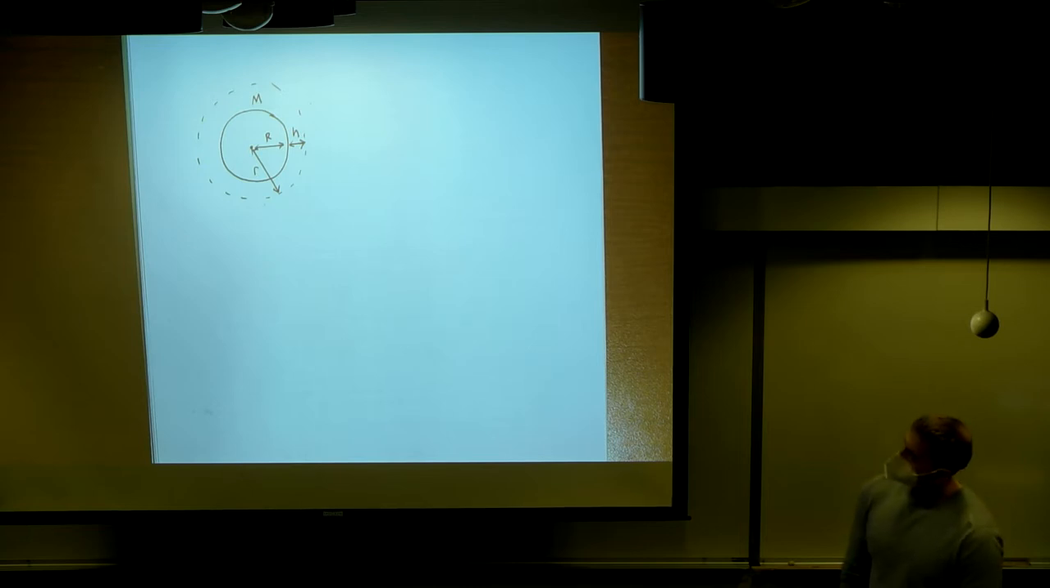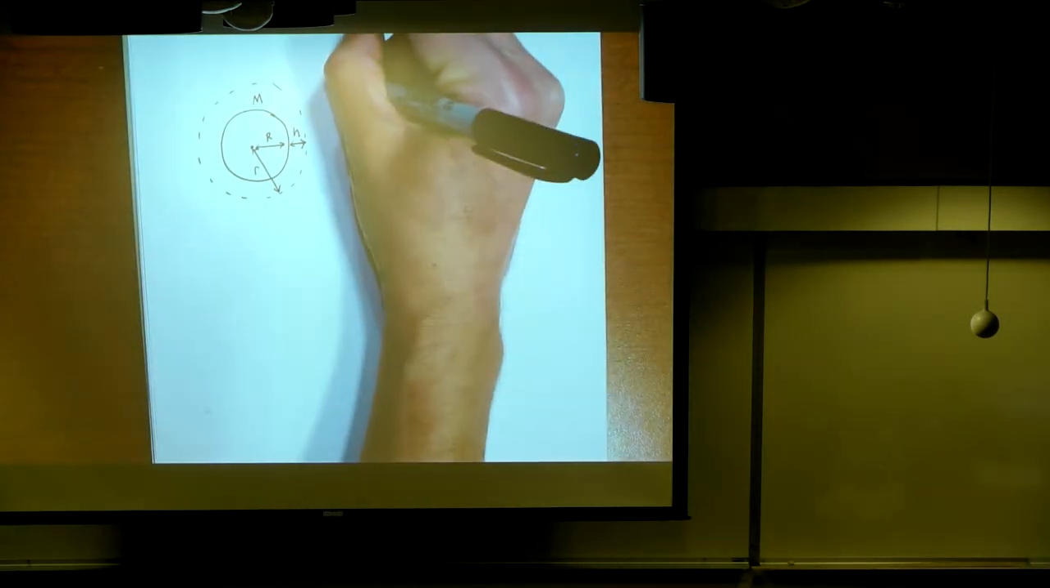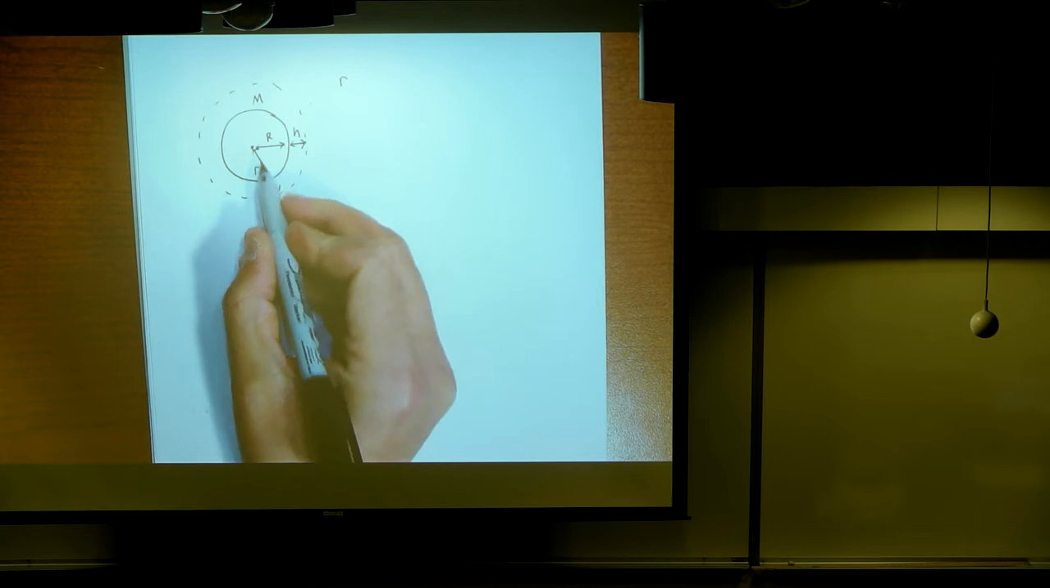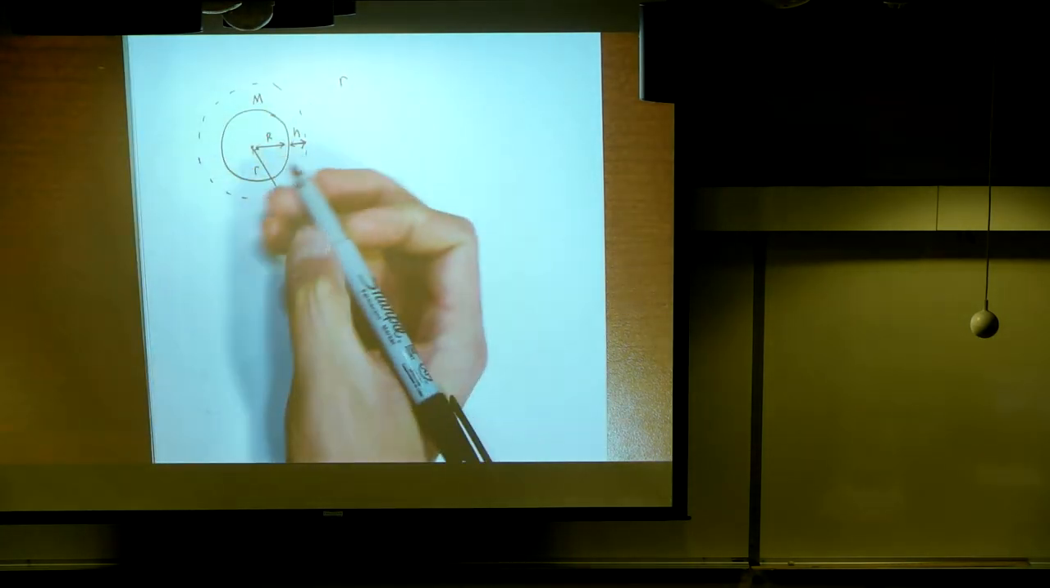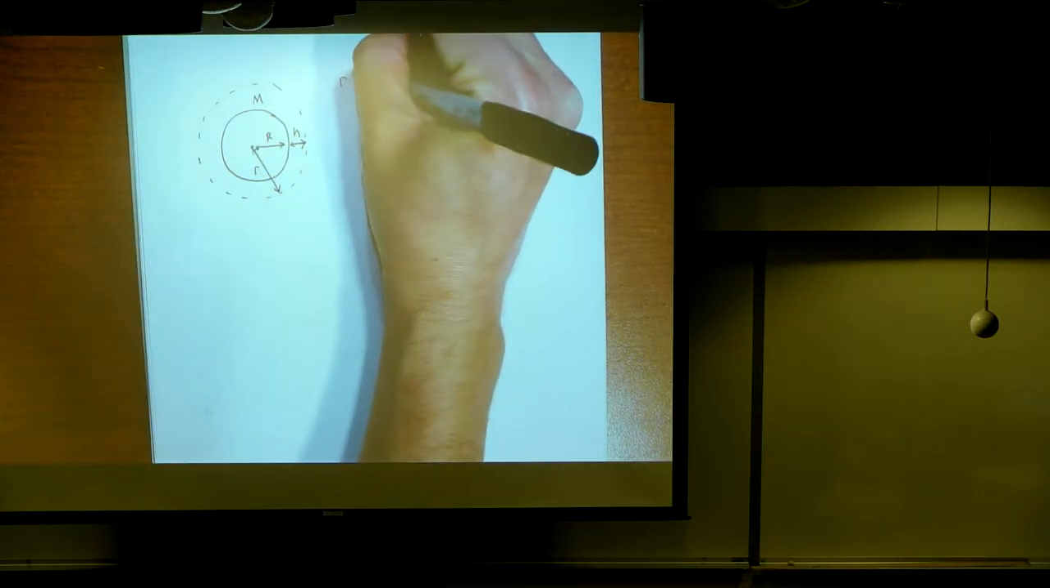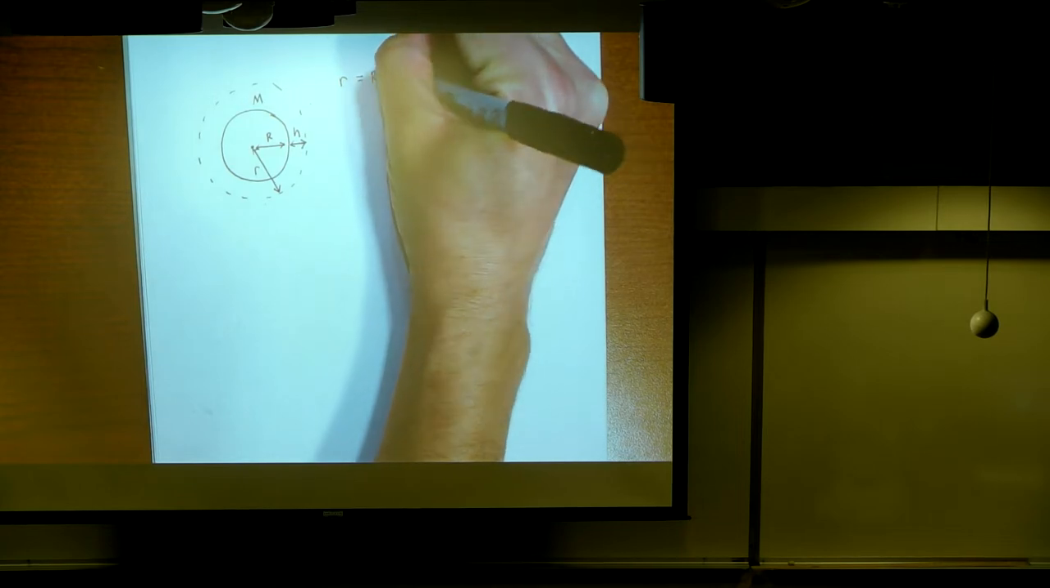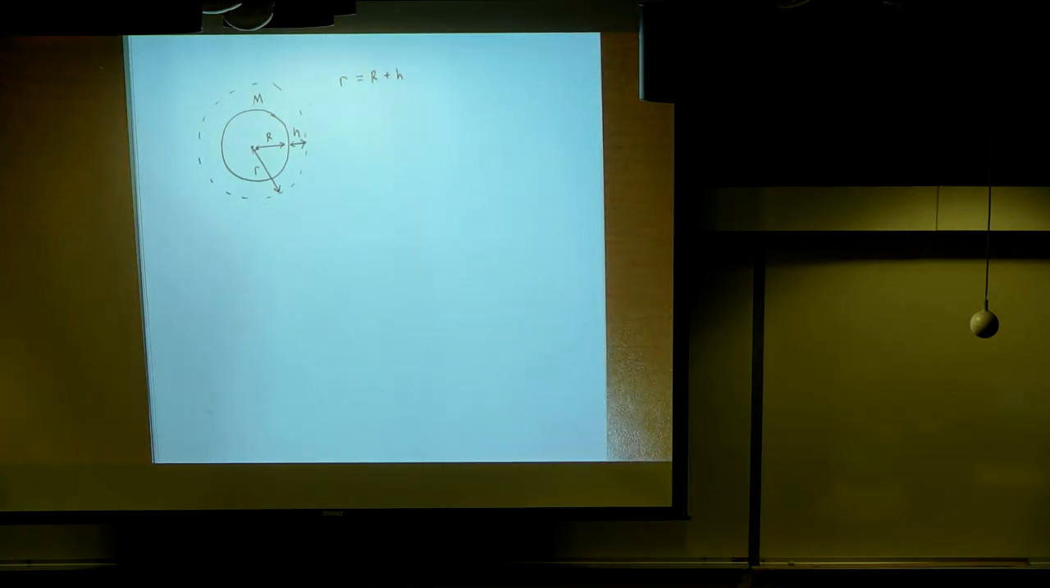R plus h is little r. If I want to find little r, that's the distance between the center of the Earth and where the orbit is. That's just the radius of the Earth plus the height above the surface of the Earth of my satellite, right? Make sense? And it's this radius that we actually care about, okay?